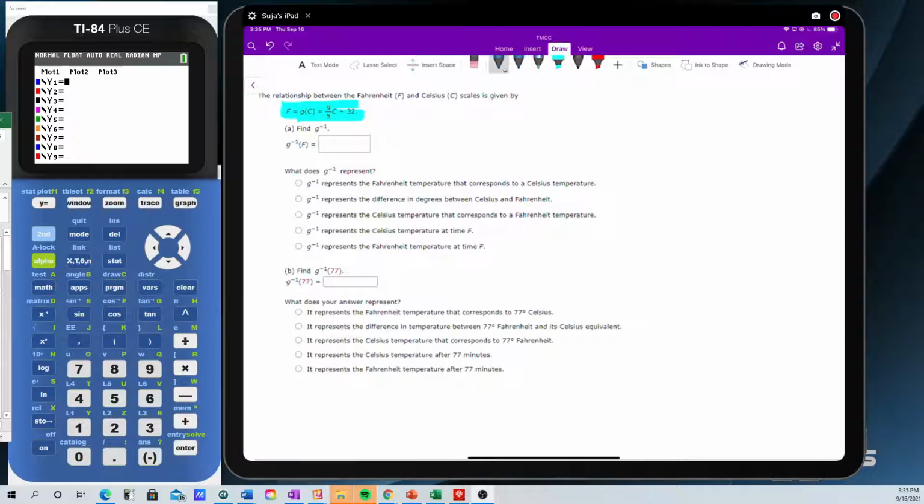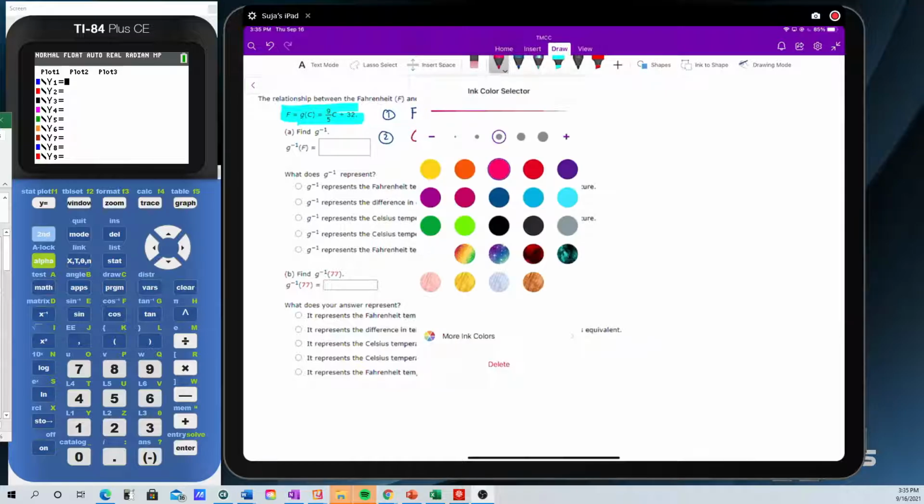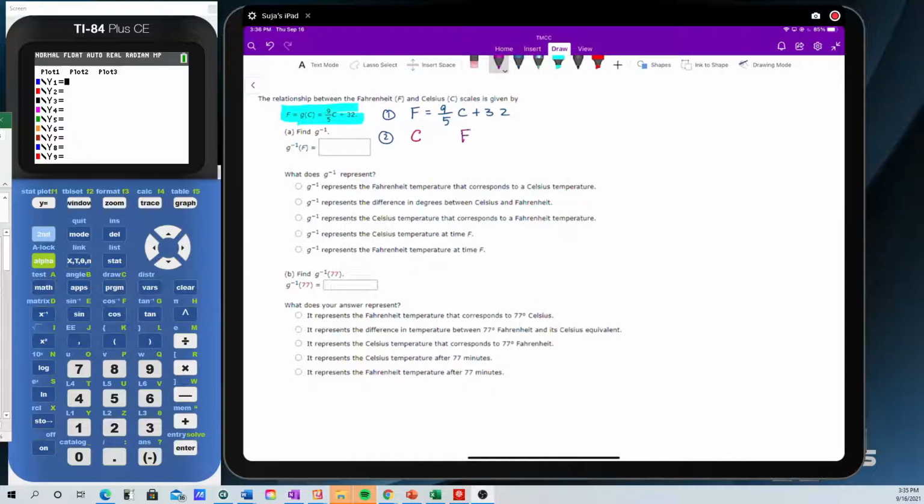Okay, so in order to find this, we need to follow those few steps that we talked about for finding the inverse function. If you're not sure, please look at your readings in the textbook. You can see the 3 steps. The first step would be to write it as f equals, in this case, 9 over 5 c plus 32. And the second step would be to replace or switch c and f. So wherever I see f, I'm going to put c, and wherever I'm seeing c, I'm going to put f.